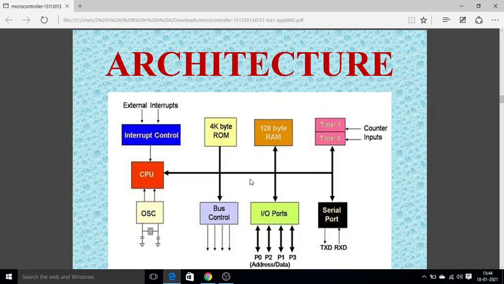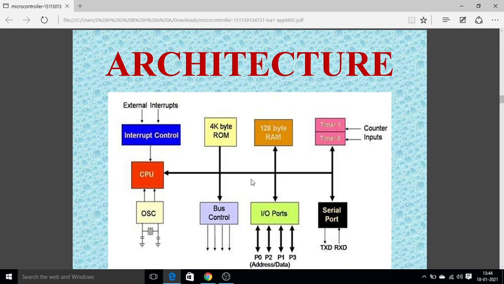Students, in continuation to the previous class, I'm going to talk about the architecture. Just now I have explained the von Neumann architecture and the Harvard architecture. The von Neumann architecture is used in the 8086 and 8085 microprocessors, whereas the 8051 microcontroller has the architecture called Harvard architecture.